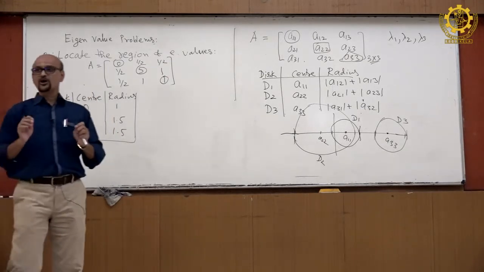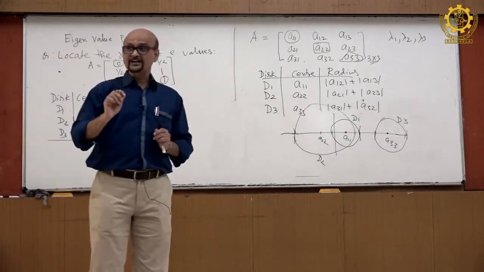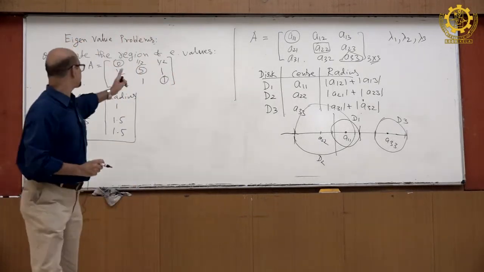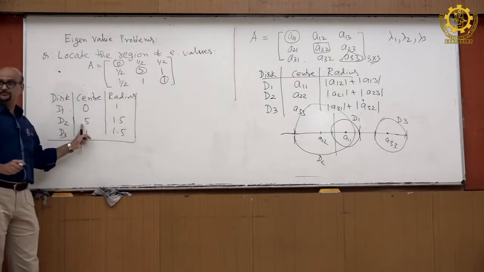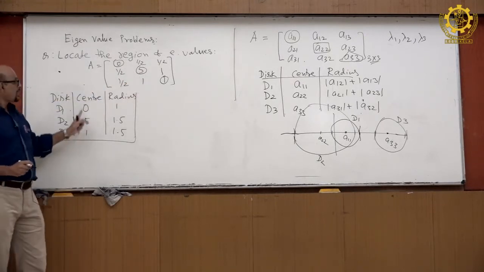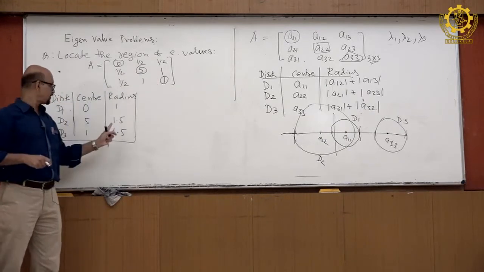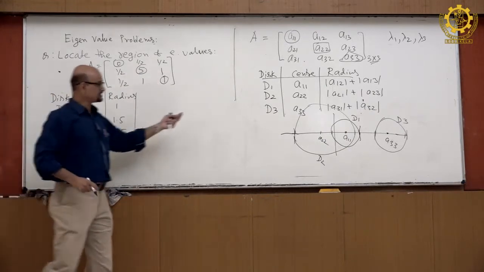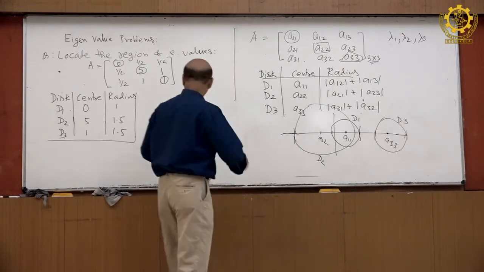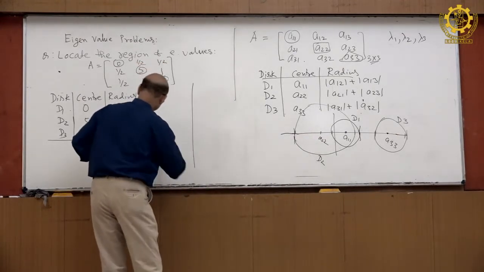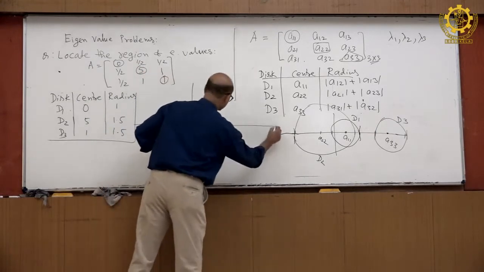Understood? So, you got the center and radius. Remember, here all are positive. Suppose this is minus 5. So, you will have here minus 5. And accordingly other elements absolute value addition. Minus 5 means this will be on this side. Okay? So, let me draw now.